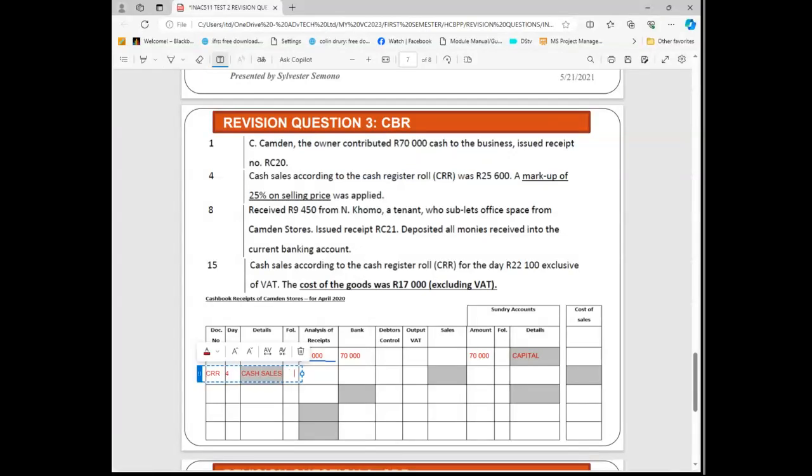So now we have to calculate. Do you have the amount? 25,600. When it comes to the bank, don't I still have to calculate the selling price of 25,600 when going to the bank? No, you don't have to calculate.